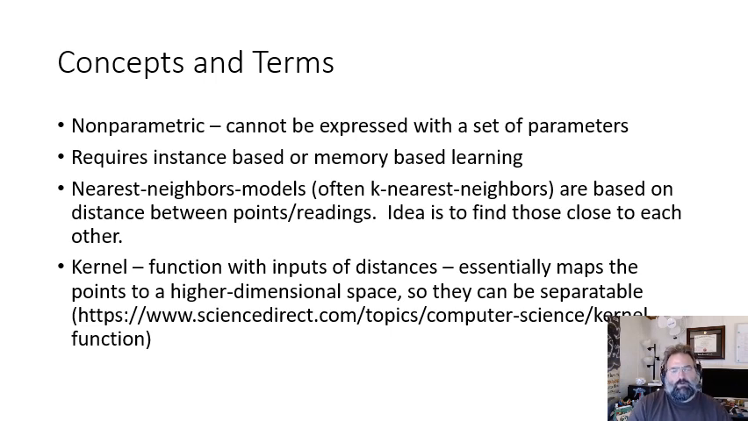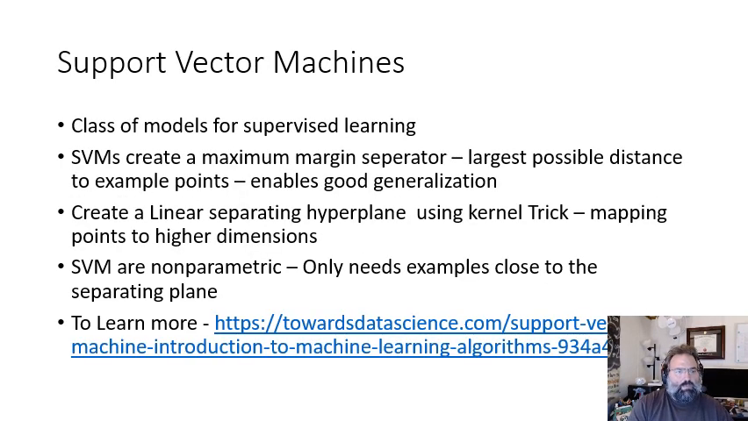A kernel is a function with inputs of distances that essentially maps it to a higher dimensional space. And what this lets you do is basically it's considered a trick of taking something that you can project into higher dimensions, and then you'll be able to do a linear classification to where it's not something that's going to be linear in the current space. So it's kind of an interesting topic.